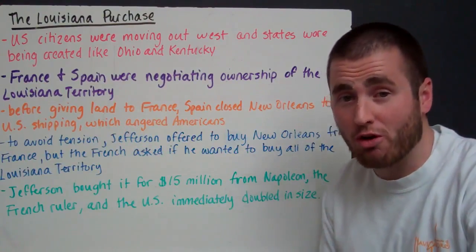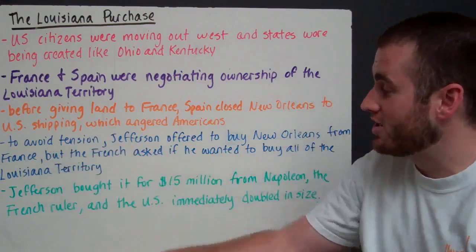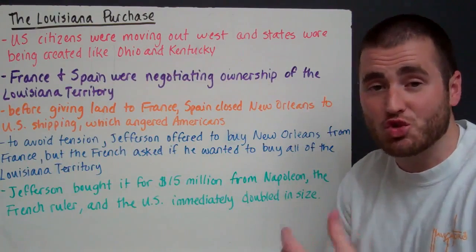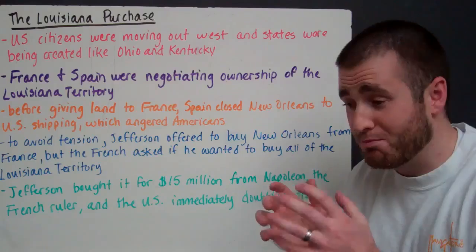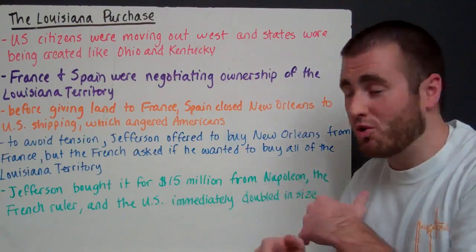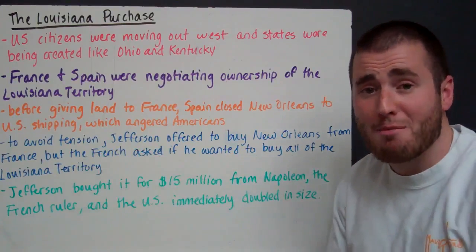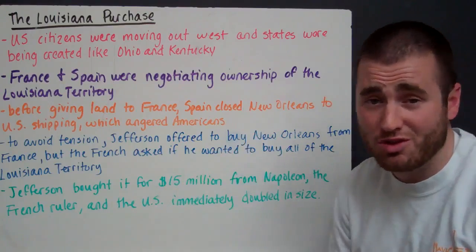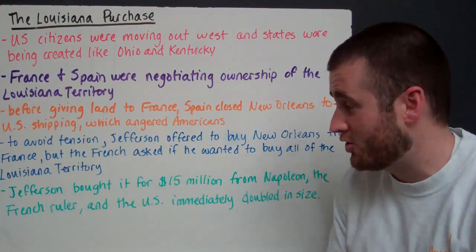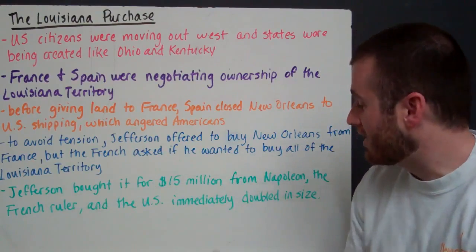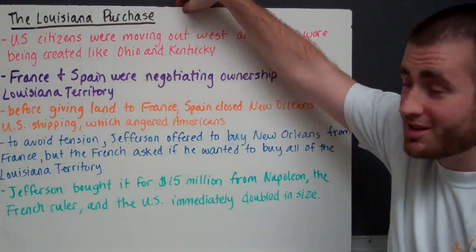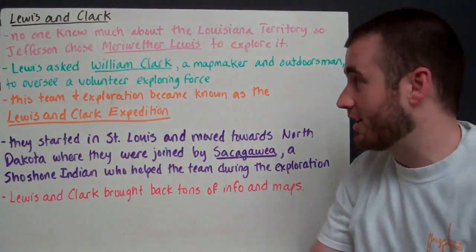But we had just gotten out of a war. We didn't want to fight anybody, so to avoid tension, Jefferson offered to buy just New Orleans, so that the United States could use that as a shipping port for the South. It was a big way for the United States to ship out cotton and any other goods they made in the South, and without having access to that port, it really hurt our economy, so Jefferson offered to buy it. But the French came back and said, hey, not only will we sell you New Orleans, but we want to know if you want to buy the whole territory, the whole Louisiana territory. So Jefferson bought it for $15 million from Napoleon, who was the French ruler, and after that purchase, the U.S. immediately doubled in size. So that was a huge purchase for the United States.